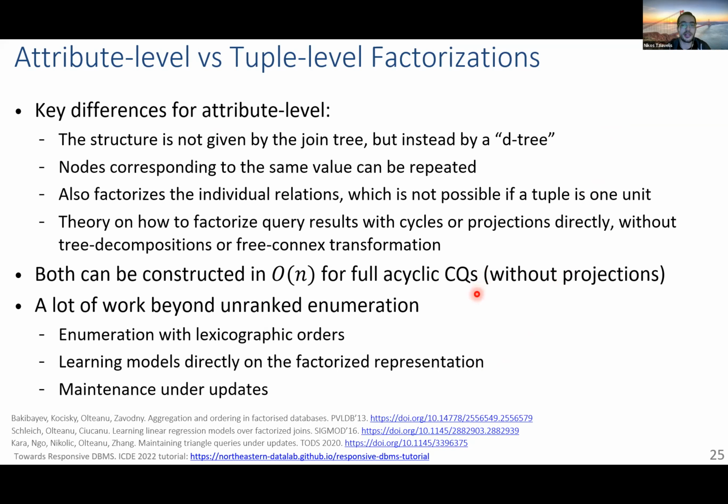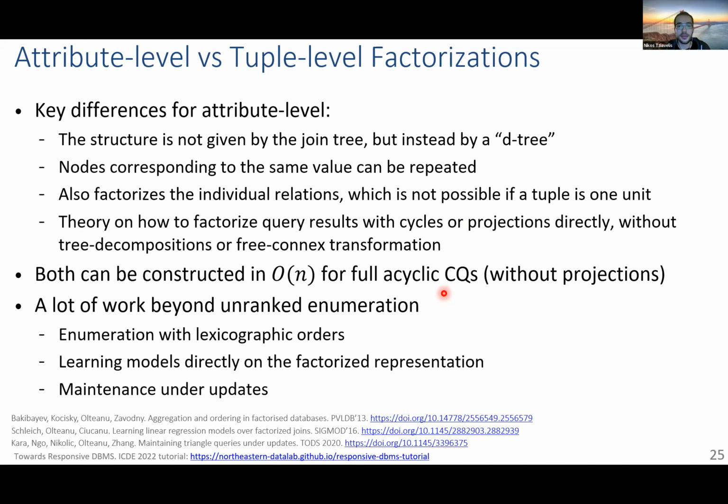But for full acyclic queries, for example, the size of the representation of the two representations is the same. It's linear for both of them. So for the rest of the talk, we will keep focusing on the tuple-level factorizations because in some aspects they are easier to understand.